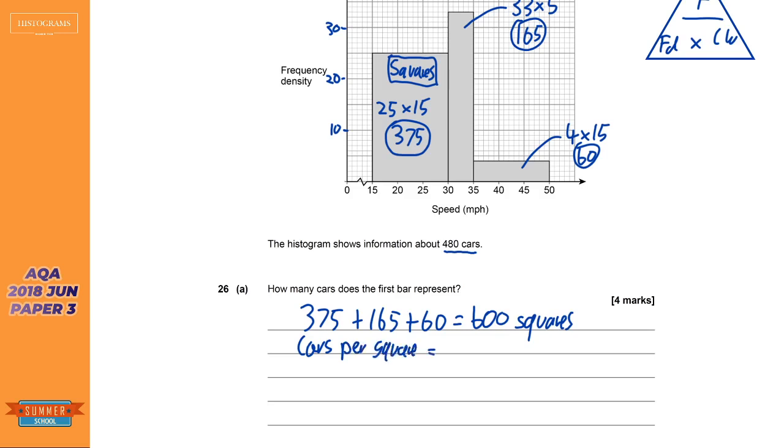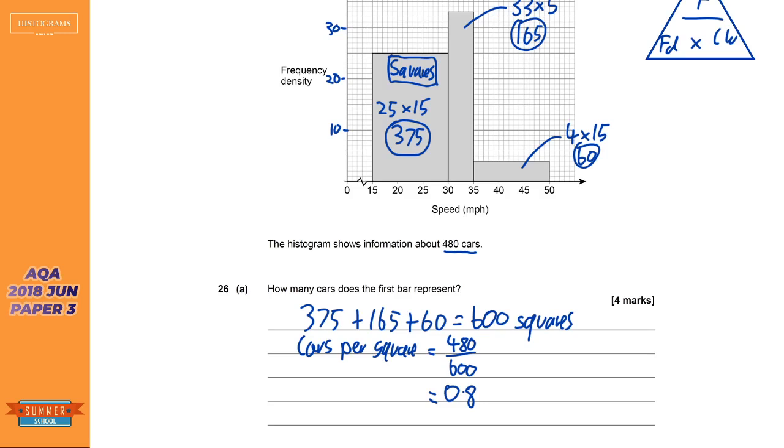Okay, and to do that, what we do is the amount of cars, which is 480, divided by 600 squares. So there's 480 cars represented by 600 squares, and so we get our calculator. 480 divided by 600, and we get 0.8. So each little square is worth 0.8 of a car.